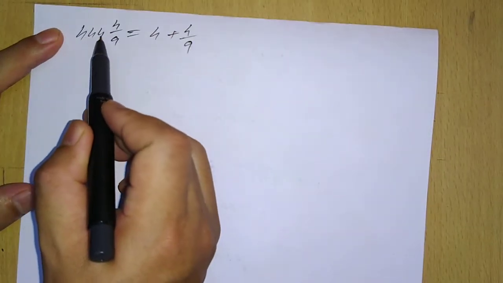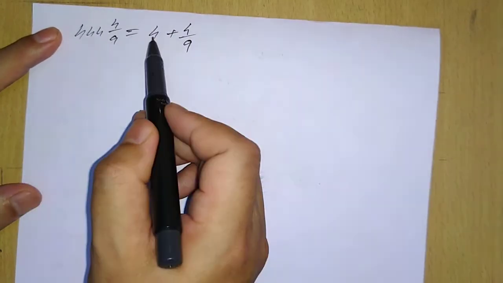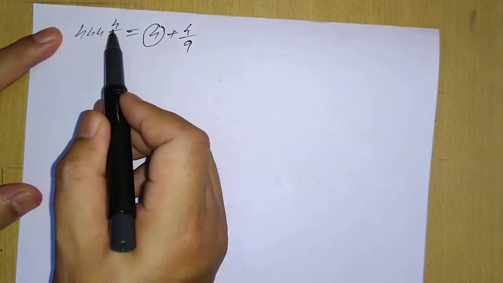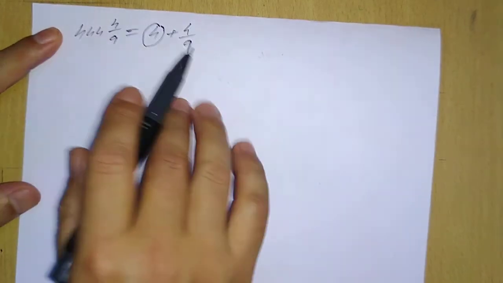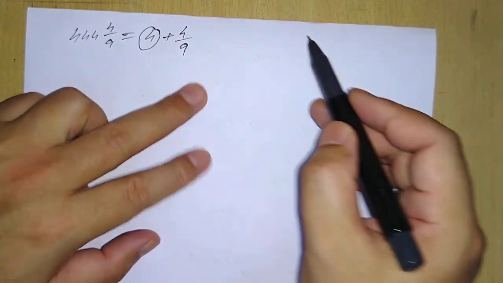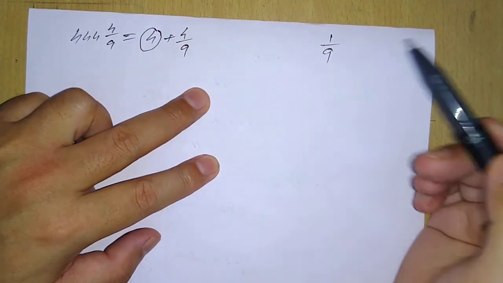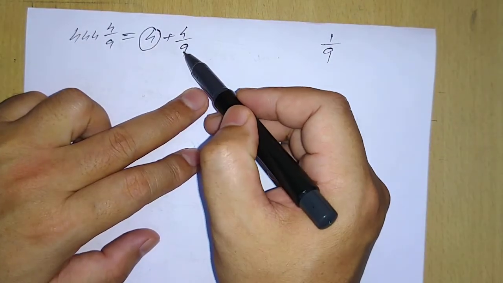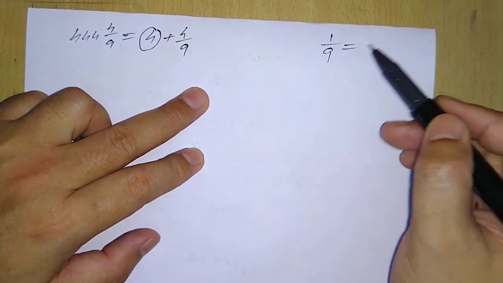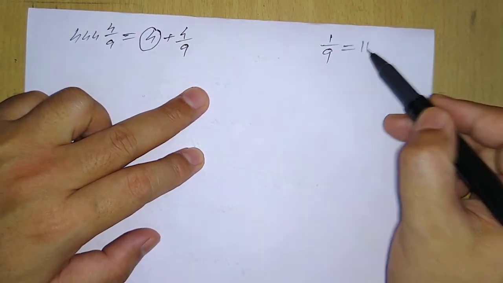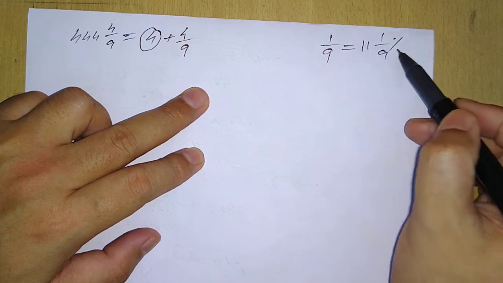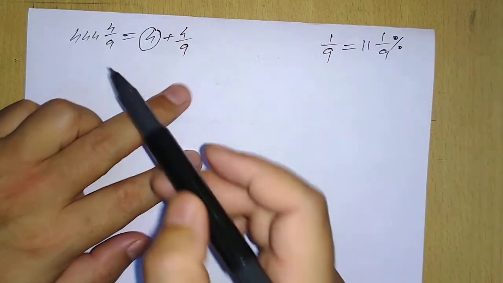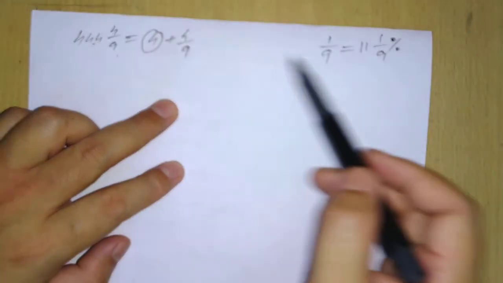444 is 400 plus 44 4 by 9. 400 represents 4, and 44 4 by 9 represents 4 by 9. Now if you remember the base unit, this is how 4 by 9 comes. 1 by 9, the fraction represents how much? 11 1 by 9%.